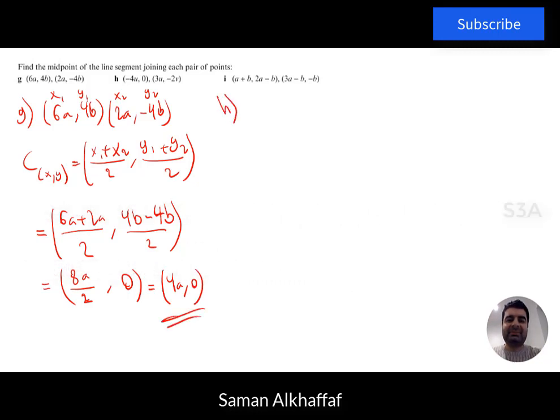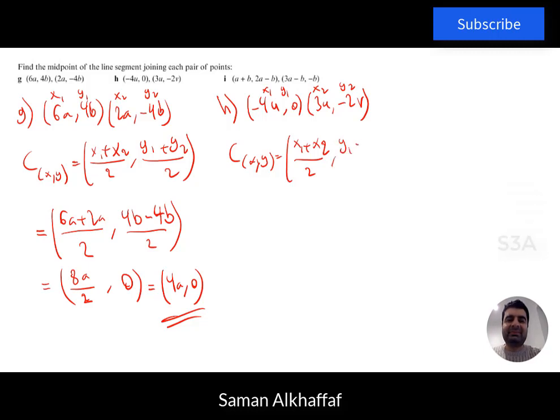For part H, we have minus 4u and 0, and we have 3u and minus 2v. So we have x1, y1, x2, y2. So the center midpoint, we have x1 plus x2 over 2, and we have y1 plus y2 over 2.